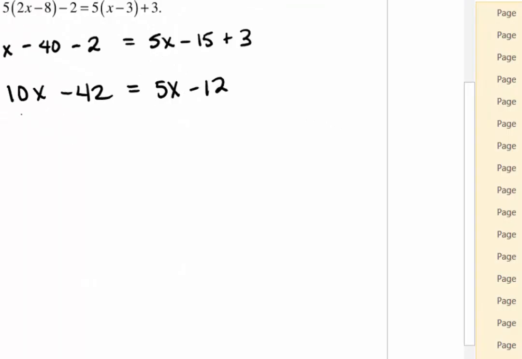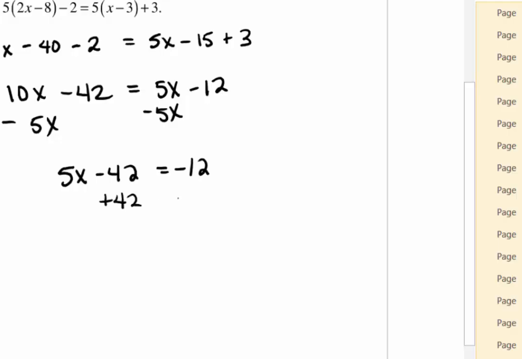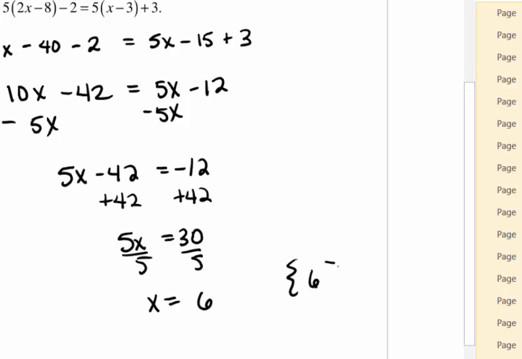Now let's get the variables on one side and constants on the other. So if I want the variables on the right-hand side, I'm going to subtract 5x from both sides. So 5x minus 42 is negative 12. And then if I want to get the constants on the other side, I'm going to add 42 to both sides. So 5x would be equal to 30. Get x by itself, I would divide by 5, and that would leave me with x is equal to 6. So my solution for that problem is 6.